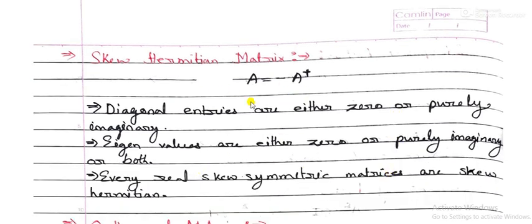For a skew Hermitian matrix, A equals minus A dagger, and diagonal entries are either 0 or purely imaginary. The eigenvalues are either 0 or purely imaginary, or both, for a skew Hermitian matrix. Every real skew symmetric matrix is skew Hermitian.